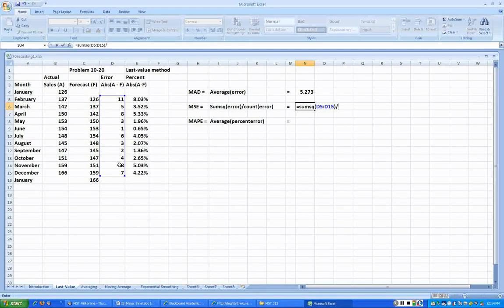Number of error points is nothing but the formula is count. Count the number of error terms that you have. Okay, so we give the same range. Count. 36.18.